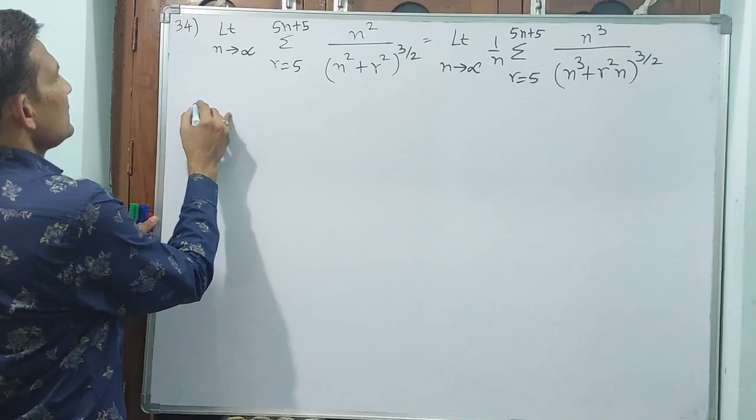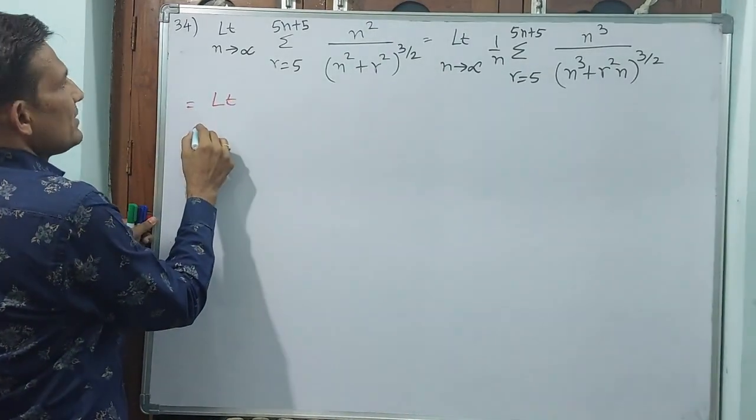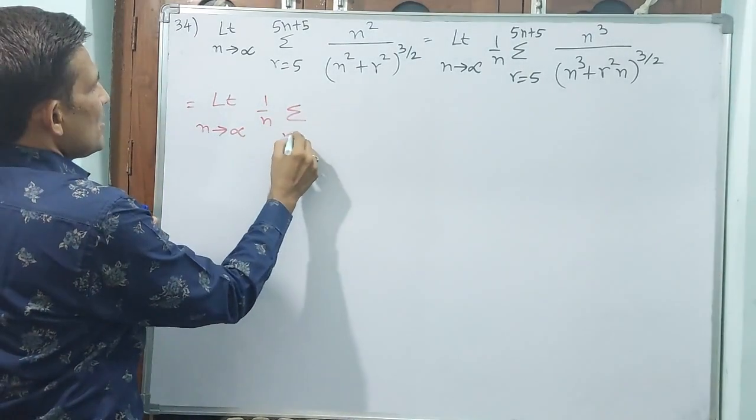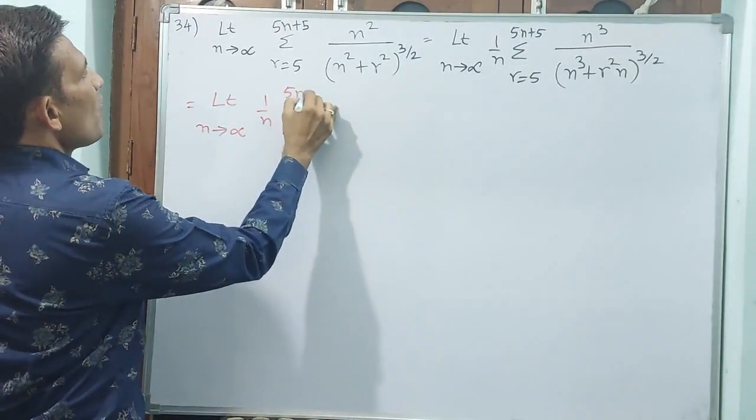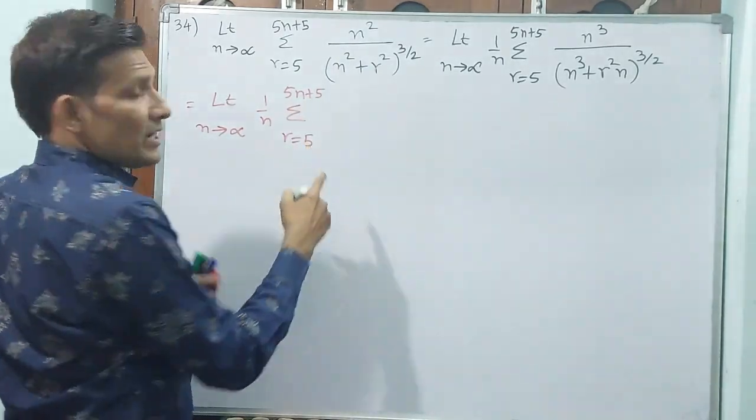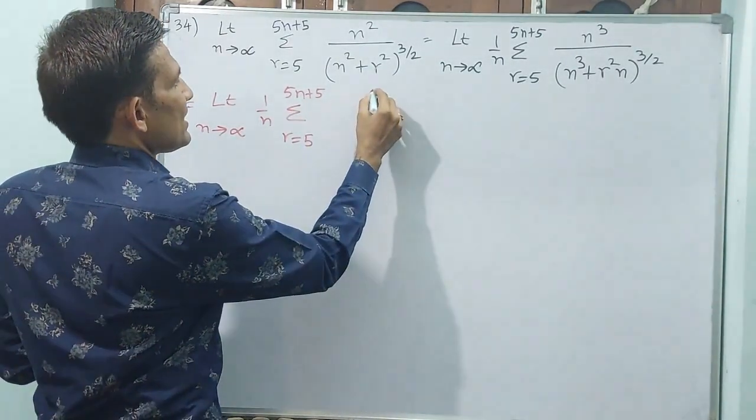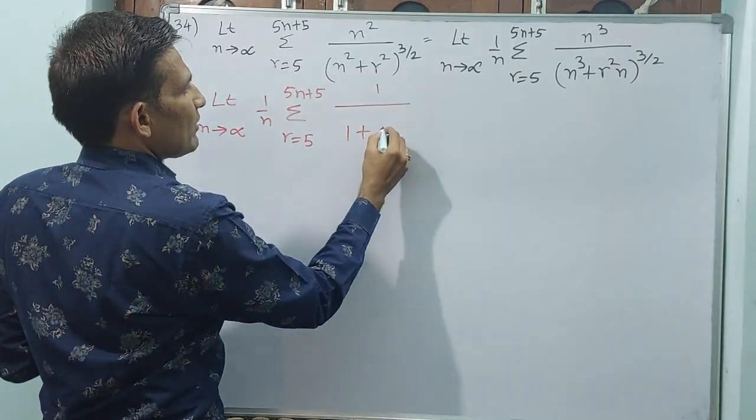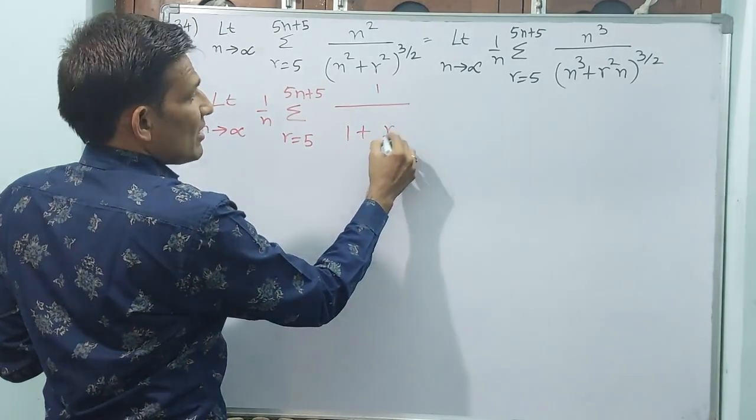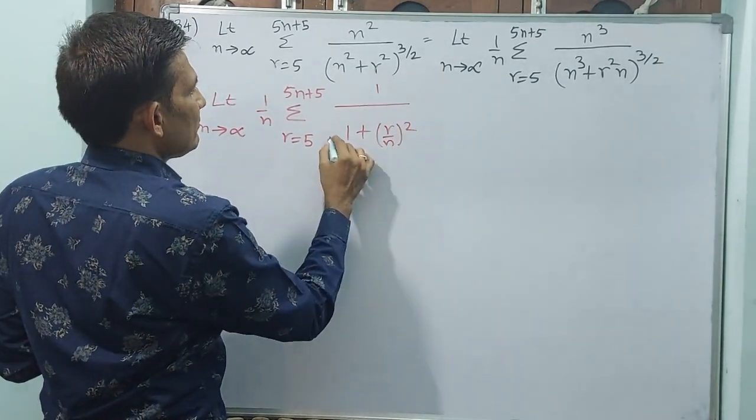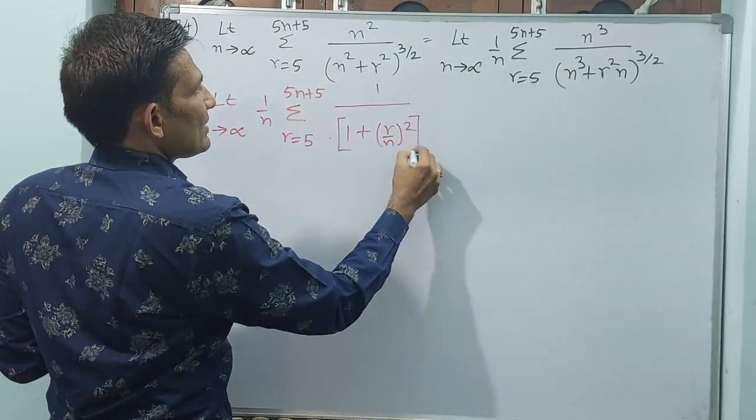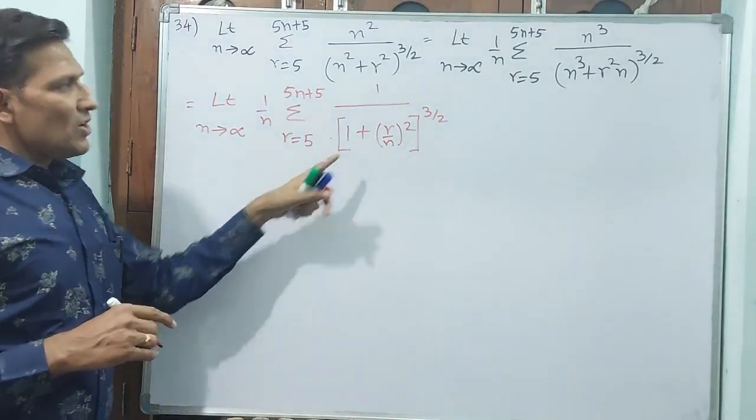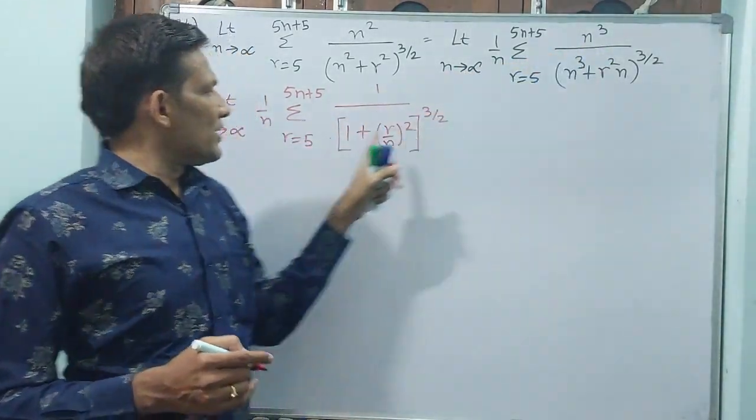That is equal to limit n tends to infinity 1 by n sigma r equals 5 to 5n plus 5. Now I am dividing with n cube. N cube by n cube, 1 will come. Here also 1 will come. Here (r by n) whole square will come. But you see, power 3 by 2 is the same. See how it has come, divided by n cube, divided by n cube.